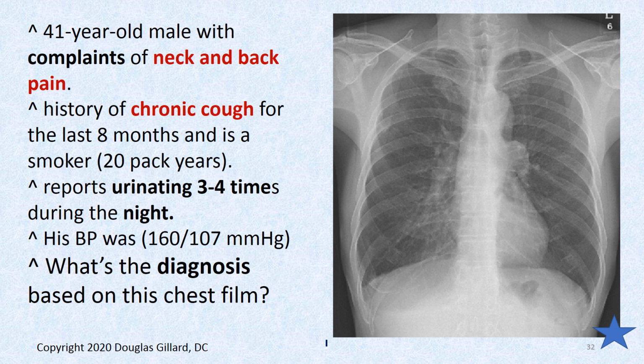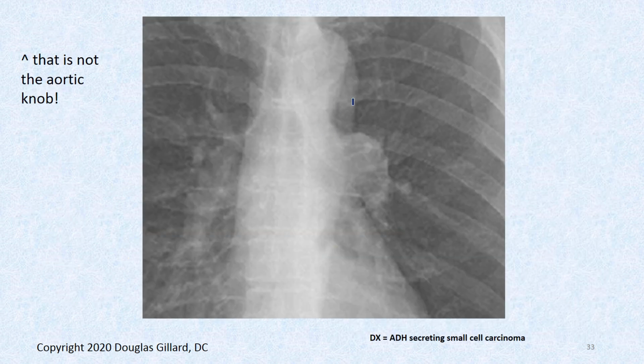The aortic knob is up here, a little higher than normal. Oh yeah, there it is. Boy, that one sure can be tricky to miss, right? That's a great board x-ray right there. That's not good. That's a tumor right there, right? It's not the aortic knob.